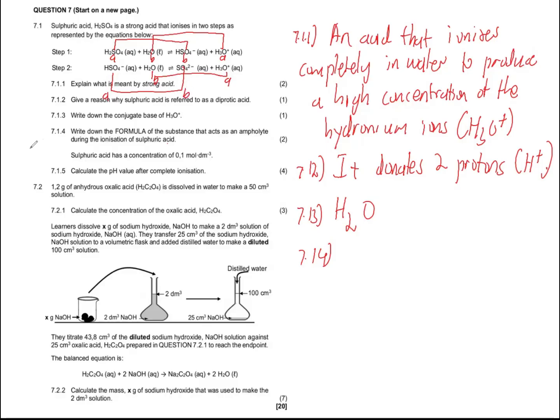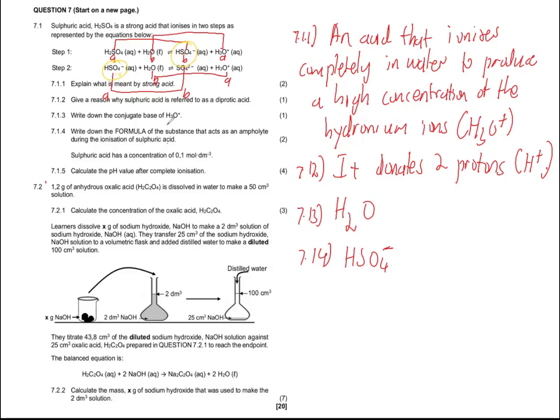But if we look at this substance here, in this reaction it acts as a base, in that other reaction it acts as an acid. One substance that in one reaction acts as a base, and in another acts as an acid. That's what we refer to as an ampholyte, right? So what is the substance that acts as an ampholyte? It's HSO4 minus.